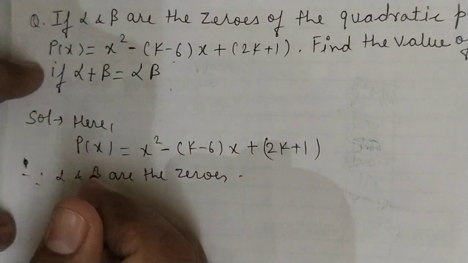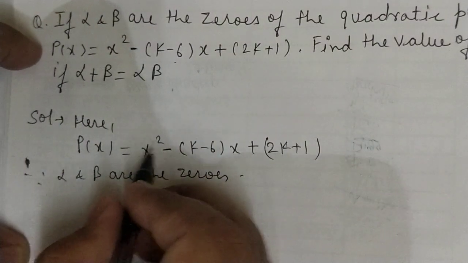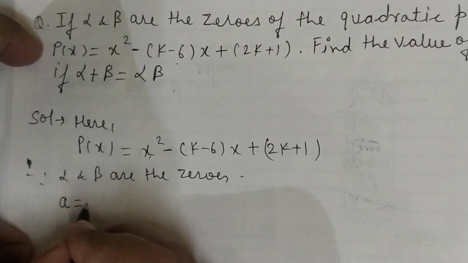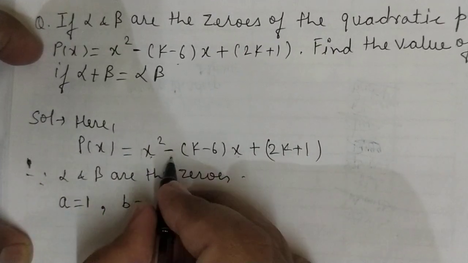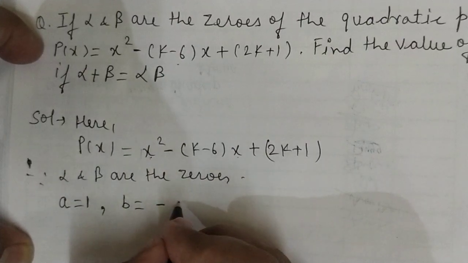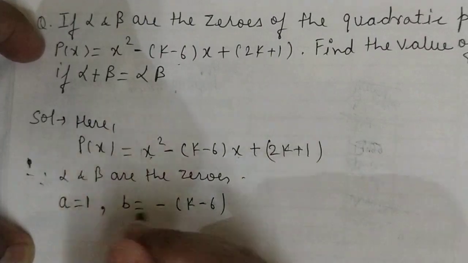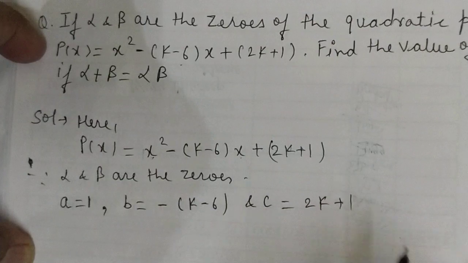It is given. So see here, if you compare the given equation with the standard form, a, the coefficient of x square, is 1, so the value of a will be 1. Coefficient of x is minus bracket k minus 6. So what is the value of b? Negative k minus 6. And c is equal to 2k plus 1.